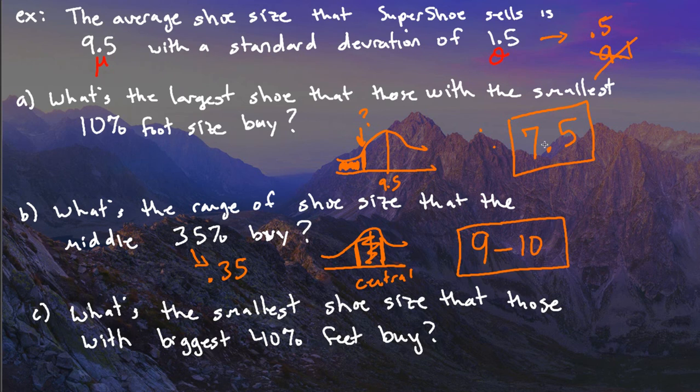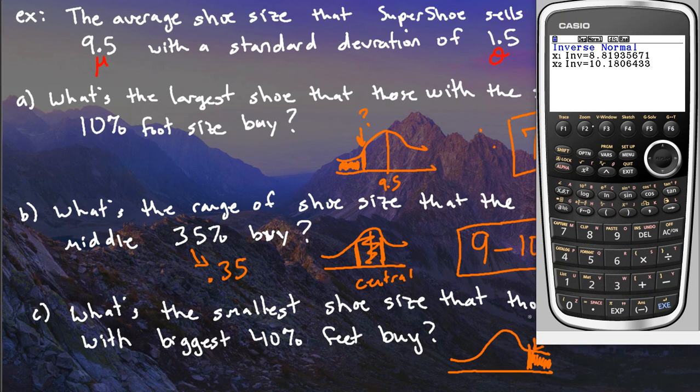So the last question, and then we'll wrap up. What's the smallest shoe size that those with the biggest 40% feet buy? So we're talking about Bigfoot over here. These are the Bigfoots, and we want to know what's their smallest foot size. That is our right tail end. So we go up to tail, and we switch that to right. And our area is 40%, so 0.4. And nothing else has changed.